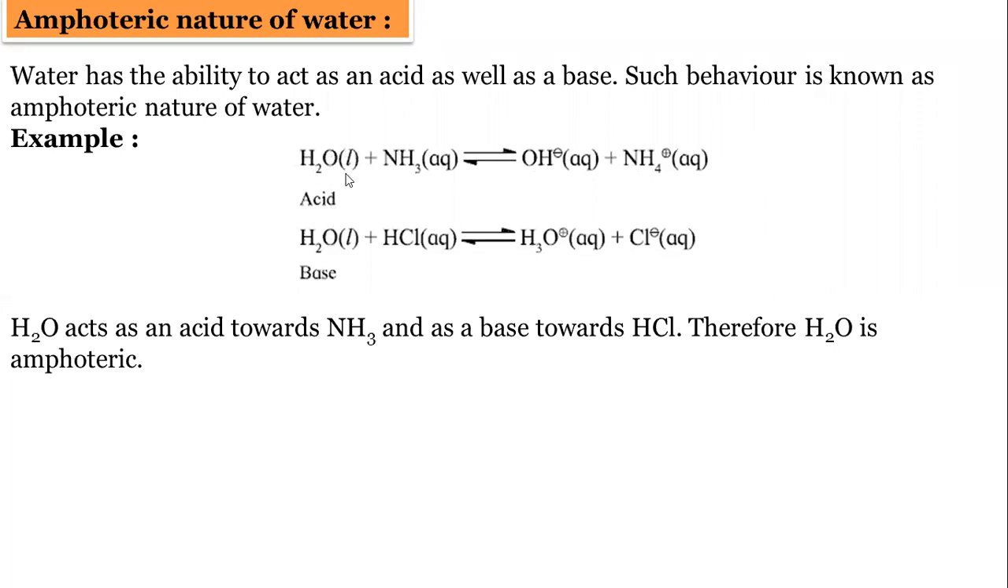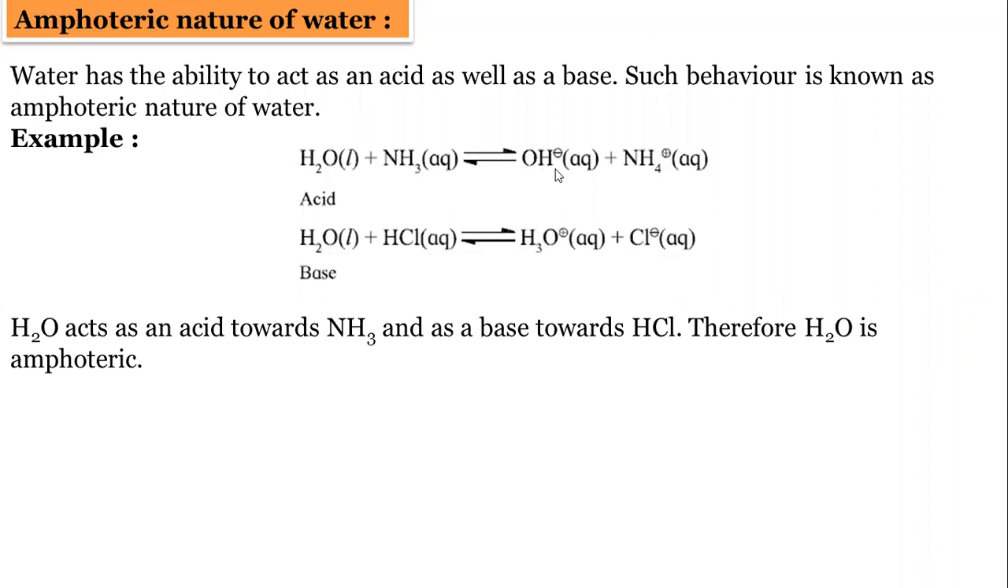See, when water acts as an acid, this equilibrium is shown. And in this equilibrium, water acts as a base: H2O liquid, HCl, H3O plus, and Cl minus. So H2O acts as an acid towards ammonia, and it acts as a base towards HCl. Therefore, H2O is amphoteric in nature. Amphoteric means it can show the properties of acidity and also the properties of basicity.